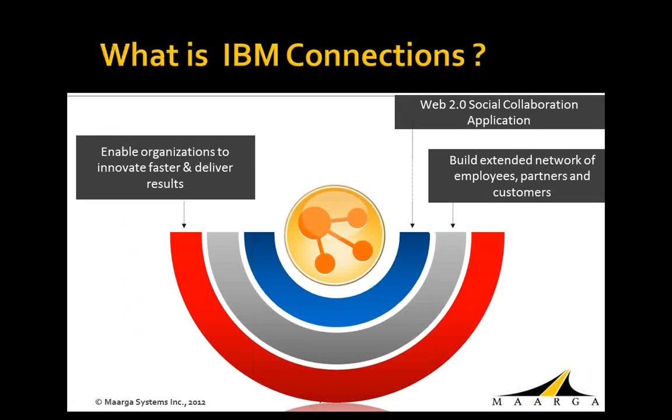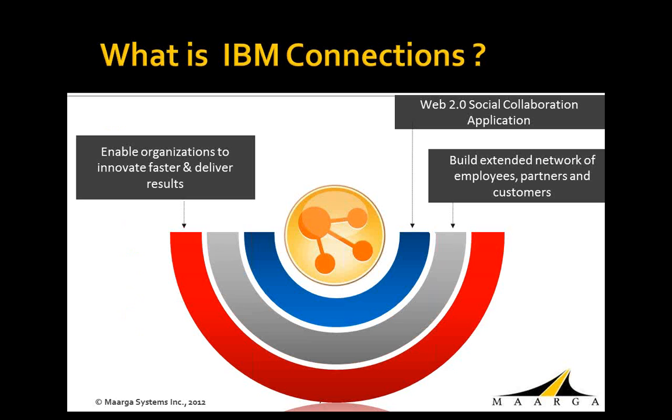So, since we did see most of you are already in production or pilot programs, I'm just going to run through this very, very quickly. As you all know, this is the Web 2.0 social collaboration application from IBM. Now, the key is people are using IBM Connections in very different ways in different organizations. But what we see is typically they build extended networks of employees, partners, and customers who they can work with and create an extended community through which they can innovate faster and deliver results. And that's what we are seeing.